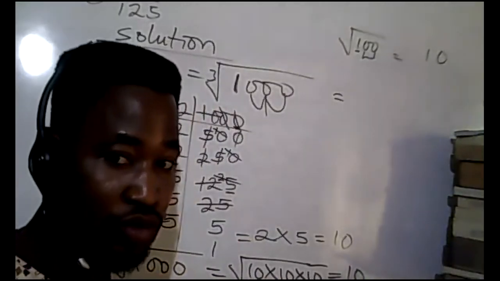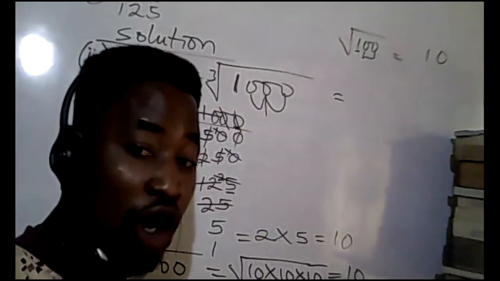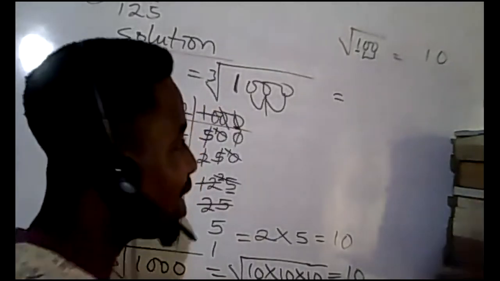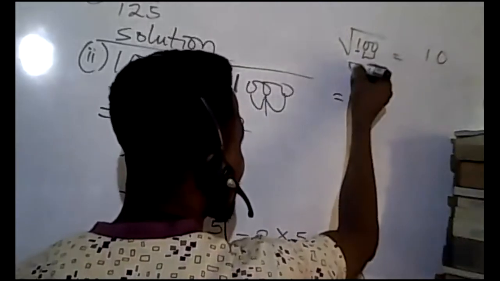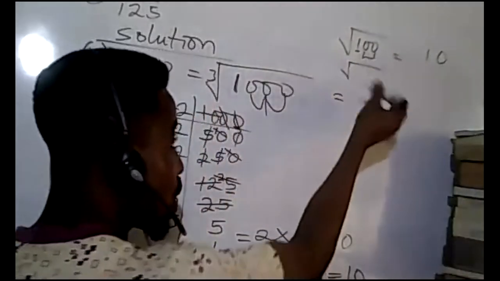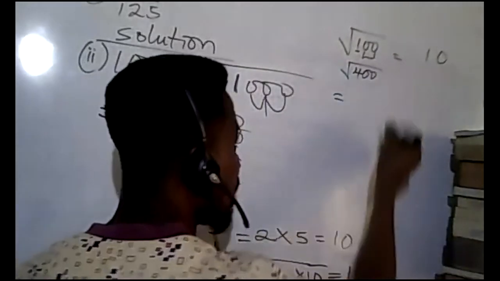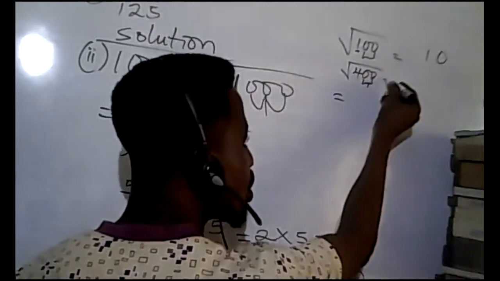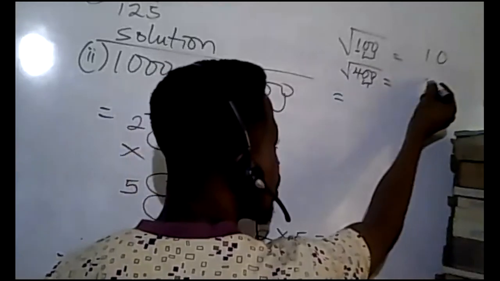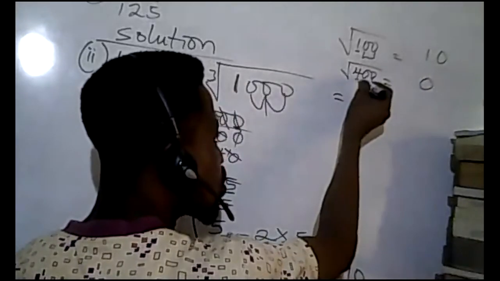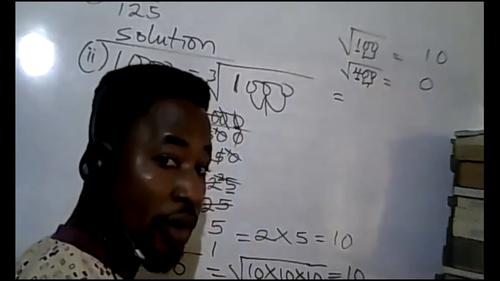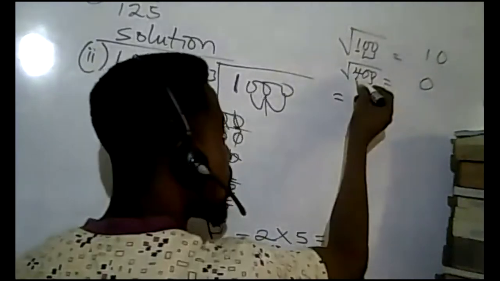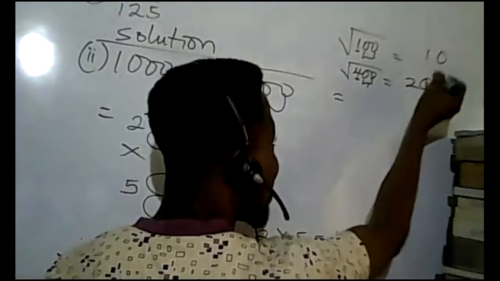Is that not simple? So it works for multiples of 10. Let's do 400, for instance. I'm just quickly showing you this before we move on. 400. Pair the 2 zeros. Find the square root of the 2 zeros. That is 0. Now, look for the square root of the whole number, 4. What is the square root of 4? That is 2. And that is correct.